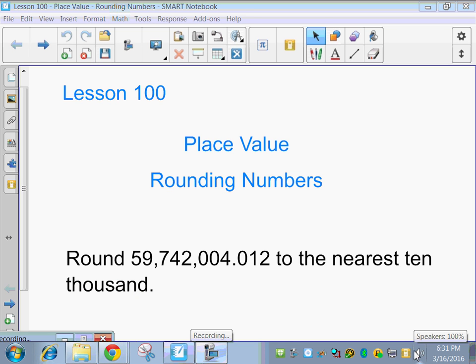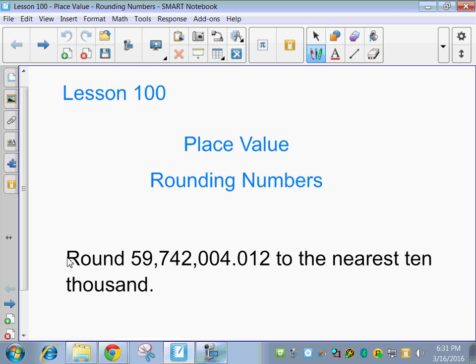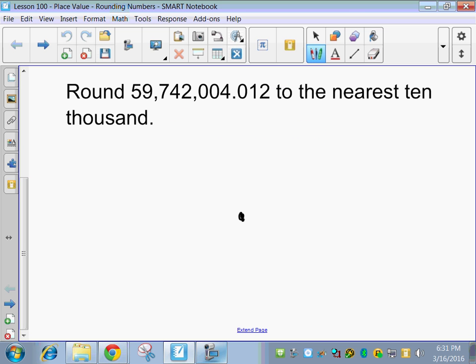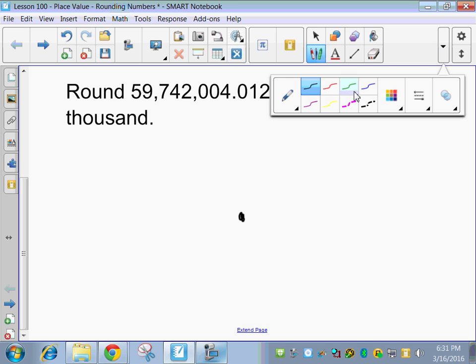Alright, Algebra 1, so we've got less than 100, we've got place value and rounding numbers. Hopefully you guys remember a lot of this from pre-algebra. But what we first probably should do is remember what goes to the left and what goes to the right. So do write this in your notes, you guys.